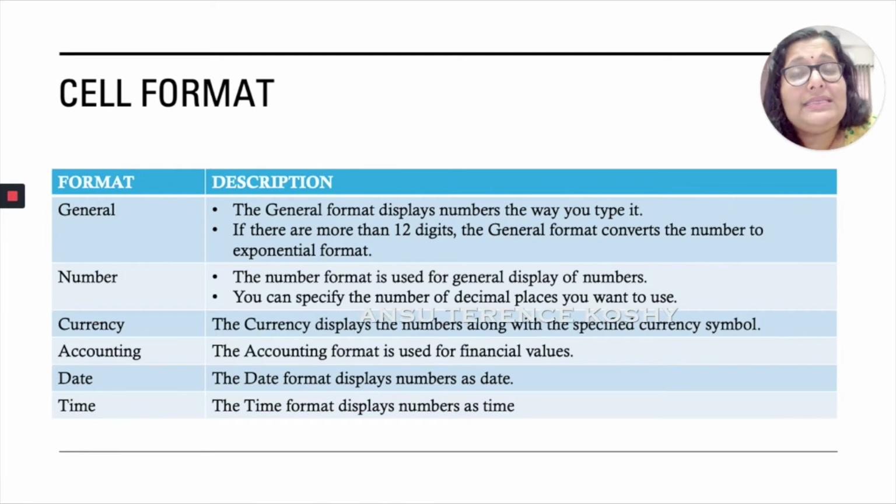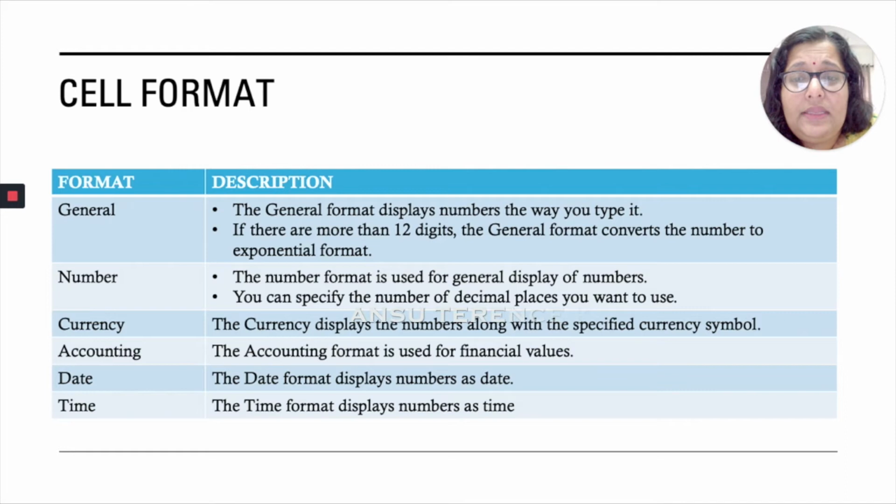The first one is general format. I already told you it is the default format in MS Excel. General format displays numbers the way you type them. Whatever you type into it, it will be displayed as the same thing in the cell. If there are more than 12 digits, the general format converts a number to exponential format. That is, if there are more than 12 digits in it, it will be converted into an exponential format.